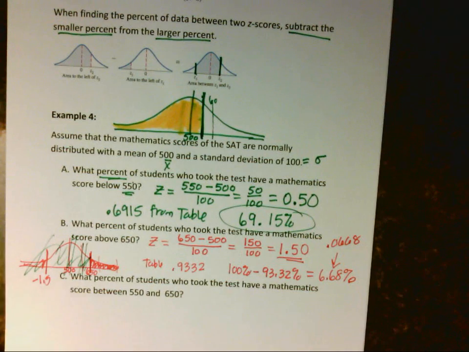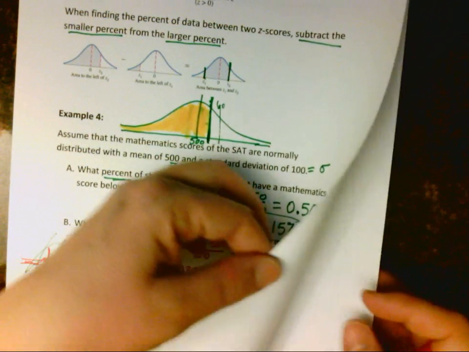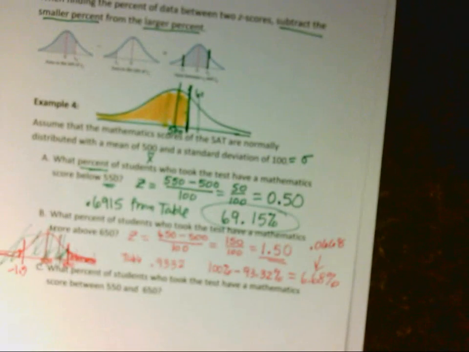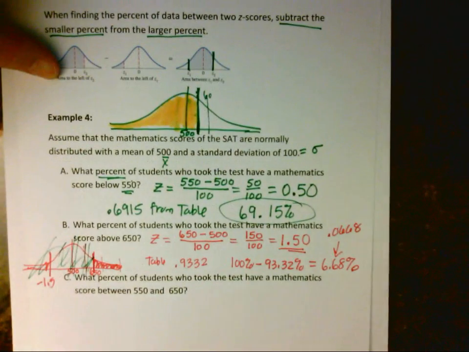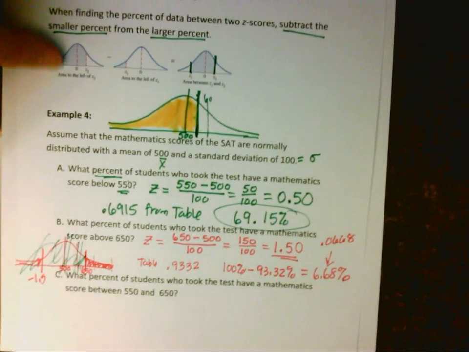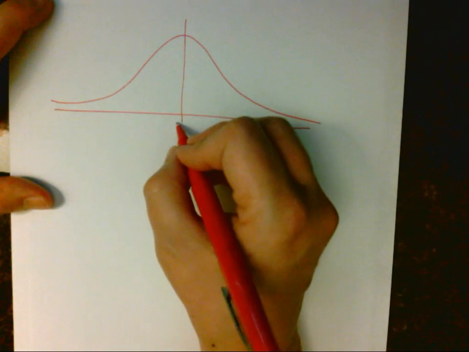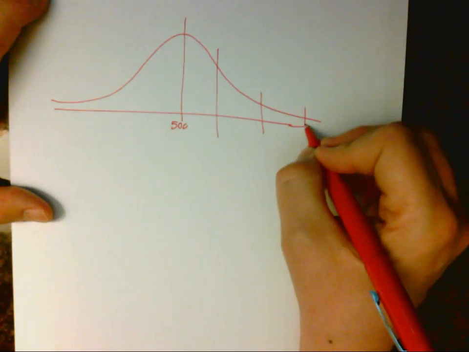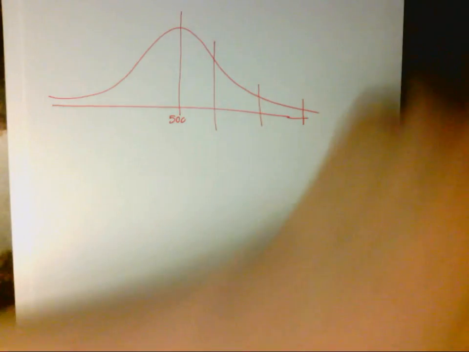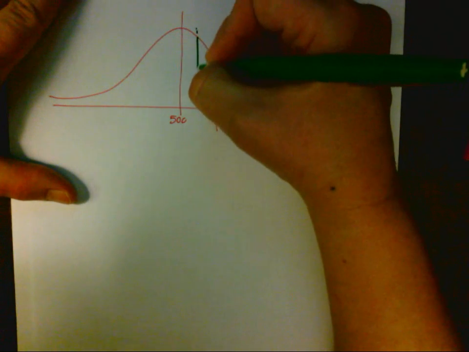Okay, good. And finally, the last one's going to be the trickiest. I think I might even get another piece of paper for that. What percent of students who took the test have a score between 550 and 650. Okay, so it's interesting that they chose those. Very obvious that it was on purpose. We know we've got these normal cutoffs over here, and the scores that we're interested in are 550, which we looked up before, right? It's right in here.